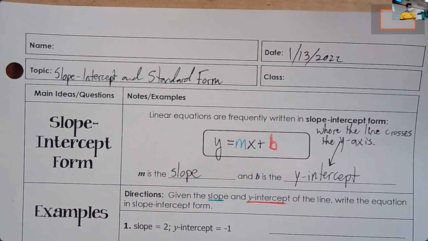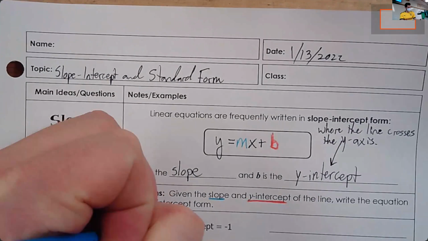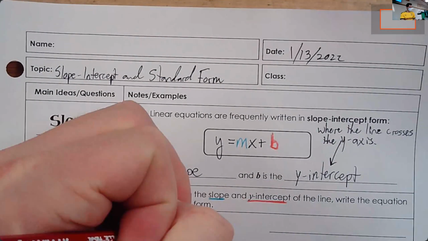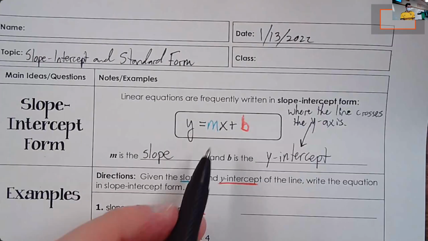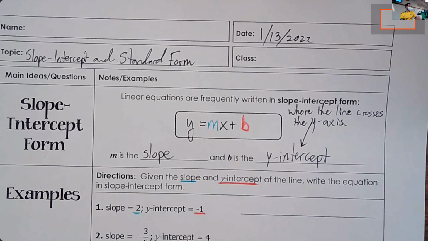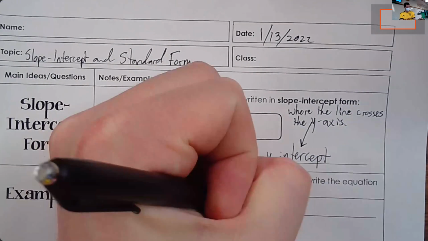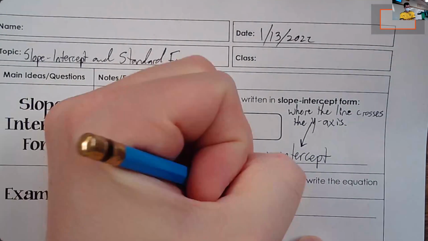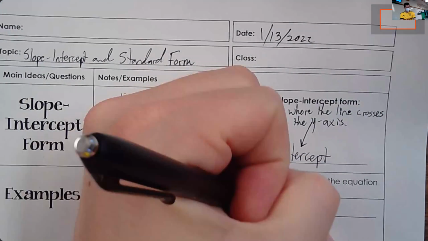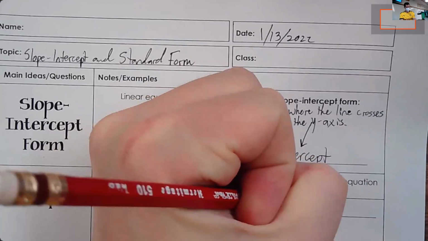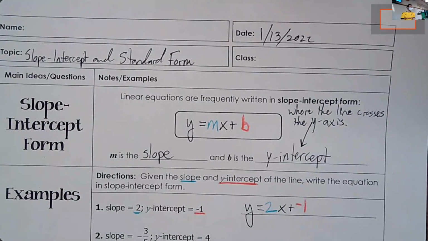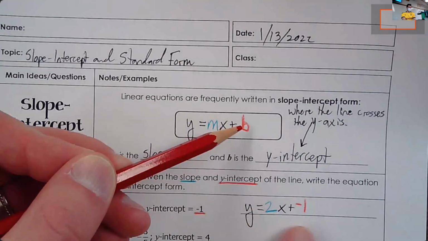So for problem number 1, we've got our slope of 2 and our y-intercept of -1. And so all we have to do is replace m with 2 and replace b with -1 and just write the rest of the equation. So we're going to say y is equal to, slope is 2, so that's 2, and then x plus -1. And that's it. So you're just swapping out m with the slope and you're swapping out b with the y-intercept.